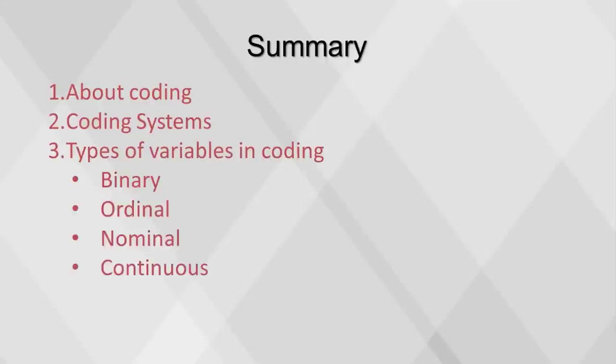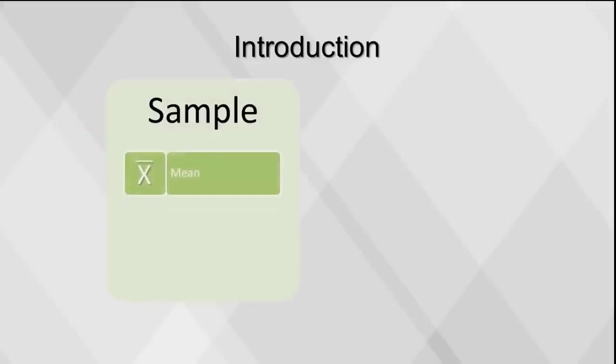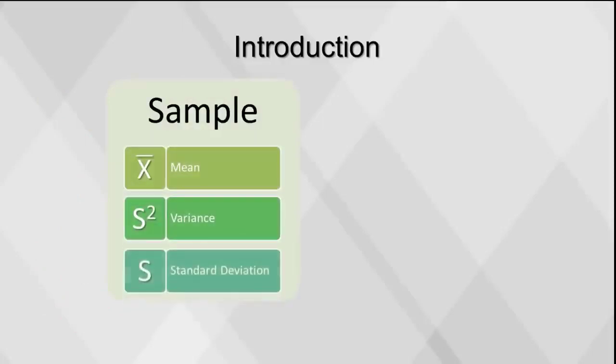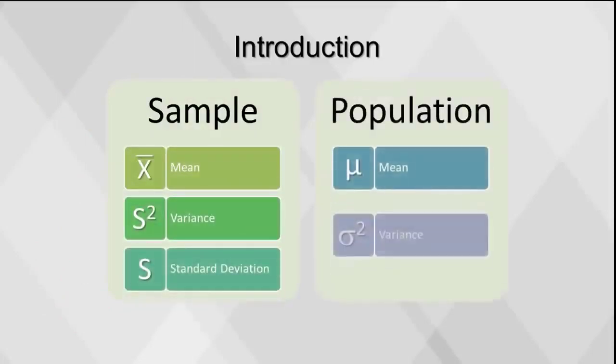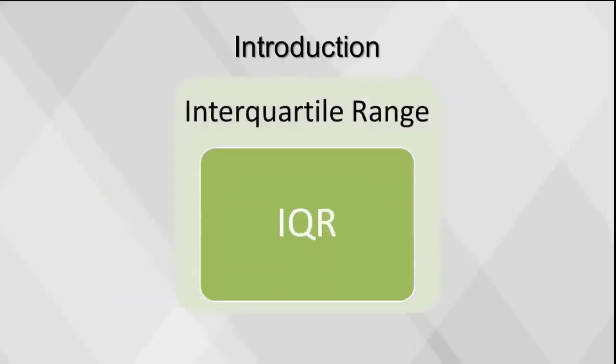This video provides a quick review of the measures of central tendency, including mean, median, and mode, variation and dispersion, range, quartiles and interquartile range, sample variance, standard deviation, and the normal curve, as well as the 68, 95, 99.7 rule. Before we begin, here's a quick review of symbols we'll use in this video. We will also use the abbreviation IQR for interquartile range.